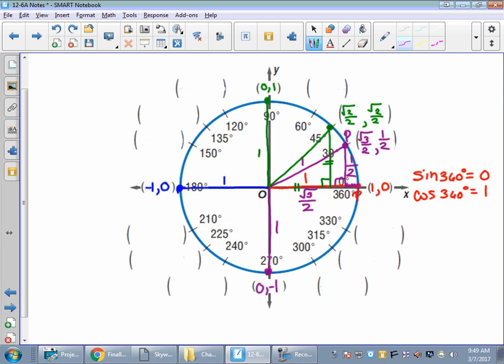And then 60 degrees just flip-flops what we already had occurring at 30. So at 60 degrees, you go over a half and you go up the square root of 3 over 2. So that flip-flops, and that's why cosine of 60 is a half, and sine of 60 is the square root of 3 over 2. Now those same 3 values are going to apply over in these other quadrants, but they're going to move over to the left.